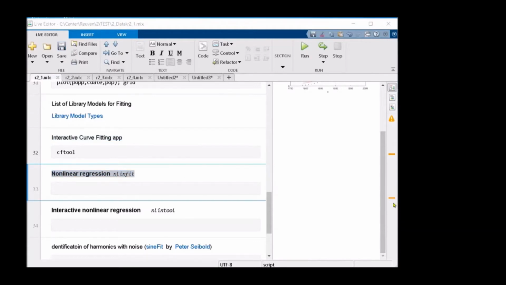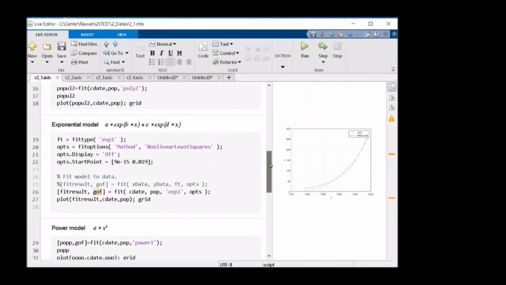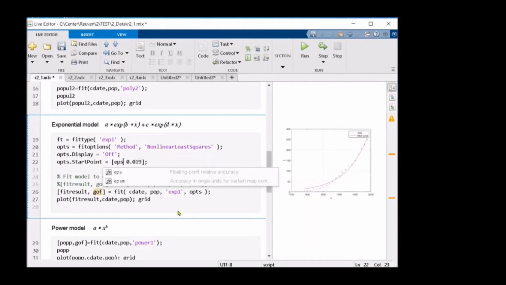Okay. Yes, but I also have a question about the starting point. Why can't we have it 0, 0 from the start? Because exponent could not start from 0. Matlab also has, let's try, I don't know if it works, epsilon, the smallest number in Matlab that it can use. Let's see if it works.